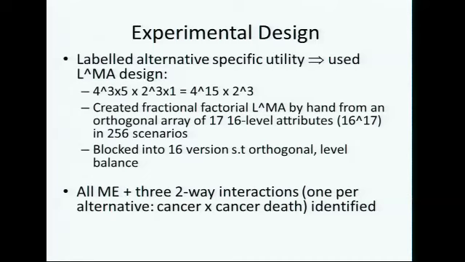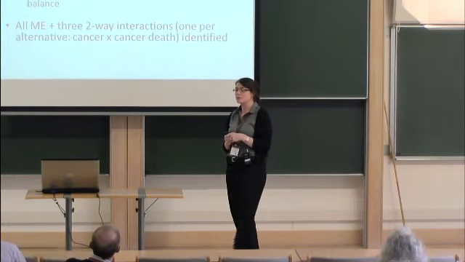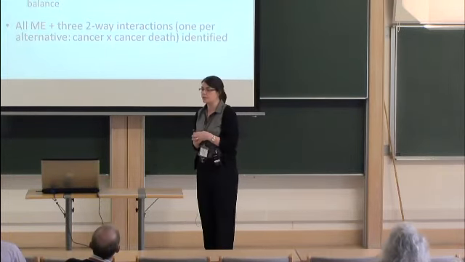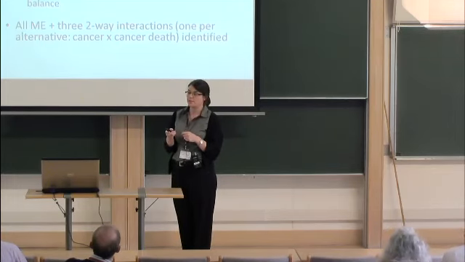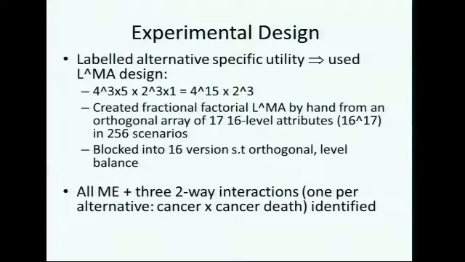Okay, so for our experimental design, we went down the track of using an L to the MA design because we had these labels, and indeed we had an alternative specific price attribute. In addition, we could have an alternative specific response to the other attributes depending on which alternative they were linked to. So we wanted to make all our attributes alternative specific. We had 5 attributes at 4 levels, and we had 3 hypothetical alternatives. And we had 1 attribute at 2 levels, again, across the 3 alternatives. So we had 4 to the 15 times 2 to the 3.